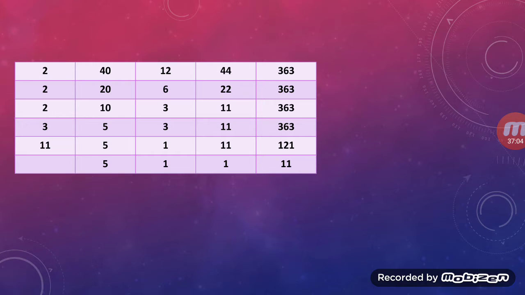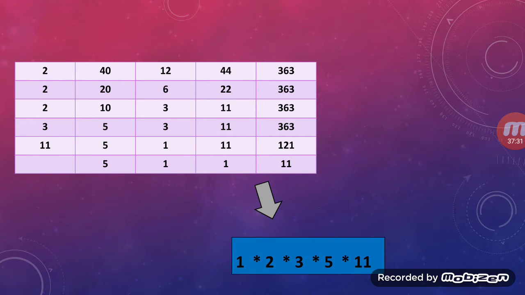Now if you're wondering why we're going to stop there, why won't we break down 11 further? Because it doesn't need to be brought down further. 11 is a prime number. Its only factors are 1 and itself. The only reason we brought down the 11 in the second to last row is because it was necessary to bring down the 121. So we have our prime numbers, 1 times 2 times 3 times 5 times 11.